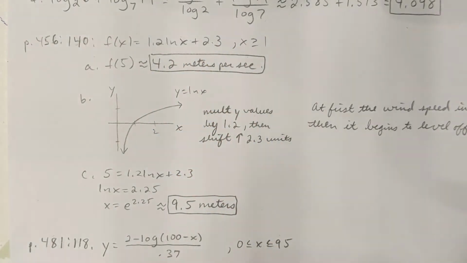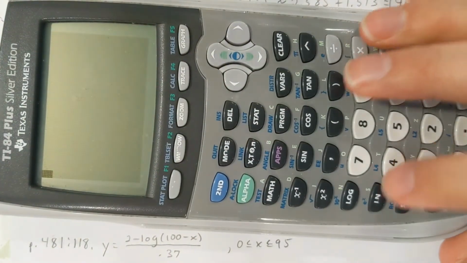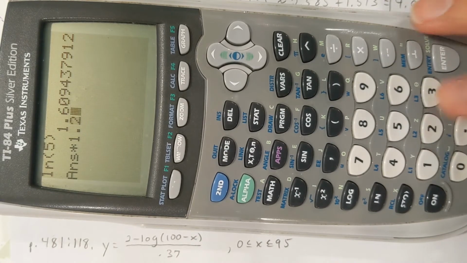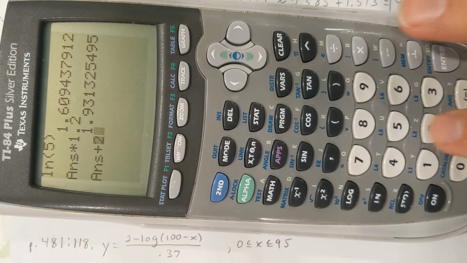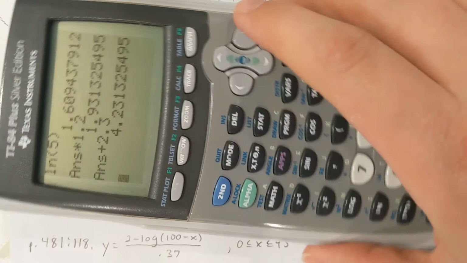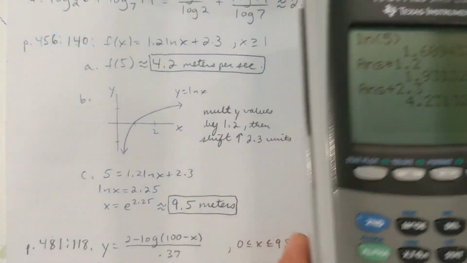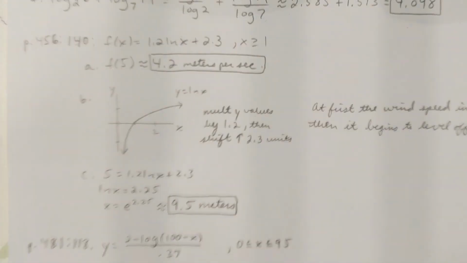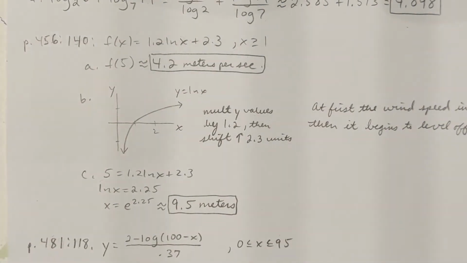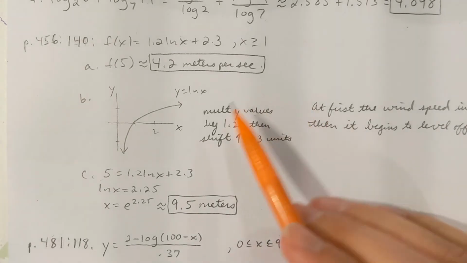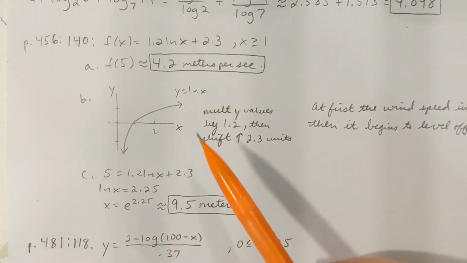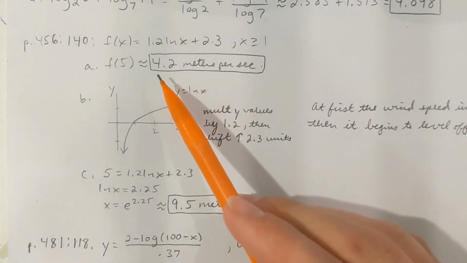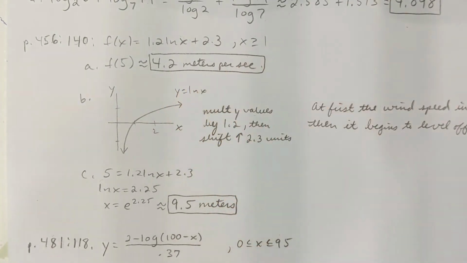Okay. If I do that, ln 5 and then times 1.2 plus 2.3, I'm getting 4.2 if we go nearest one digit on that. Okay, the units are meters per second, so basically my interpretation would be to say that on this particular day, if you're 5 meters above Earth, the speed of the wind would be roughly 4.2 meters per second.